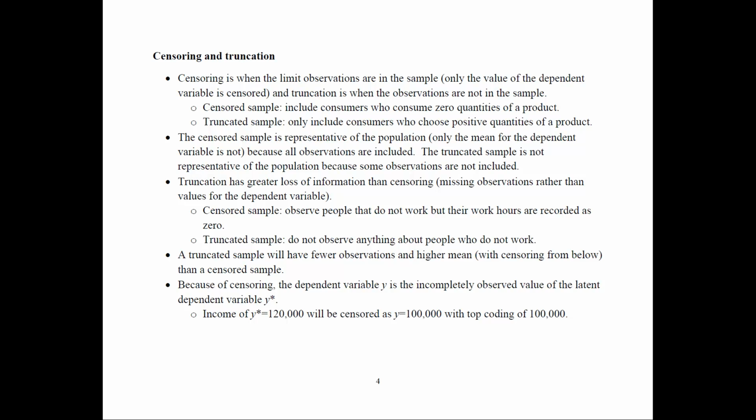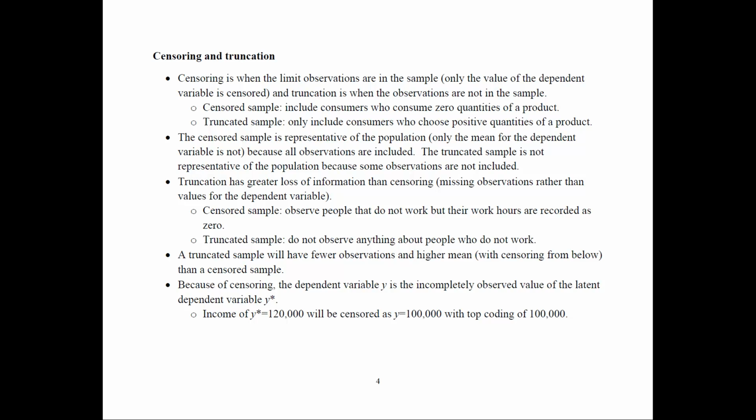So a truncated sample will have fewer observations, and you will have a higher mean than with the censored-from-below sample. Why is that the case? Well, because if you throw away the zeros from the censored sample, and now you have the truncated sample that doesn't have any zeros, the mean of the dependent variable would be a higher number because it doesn't have the zeros in there.